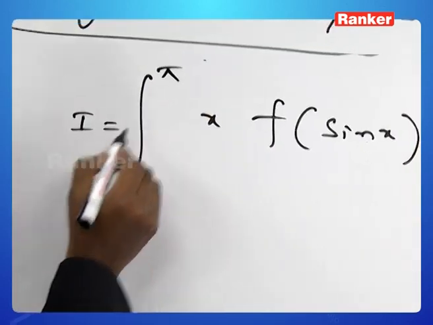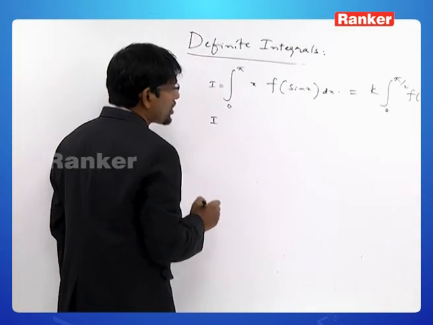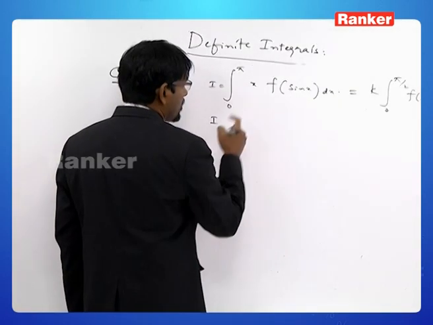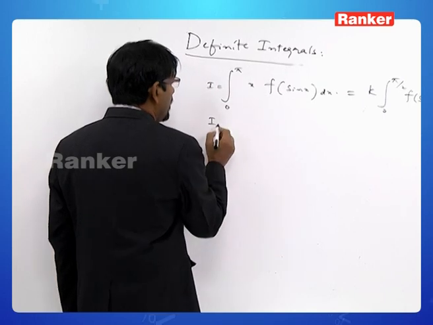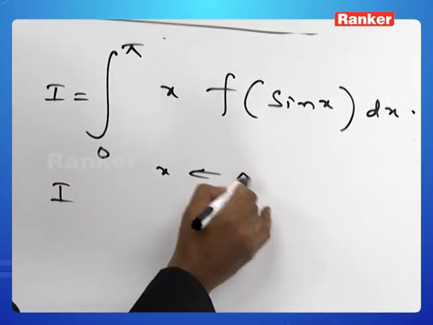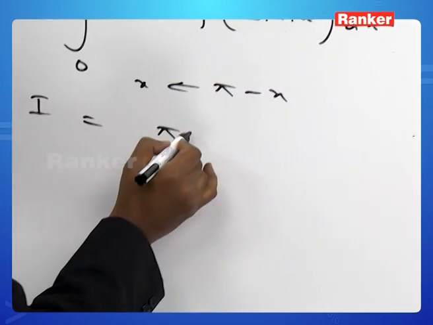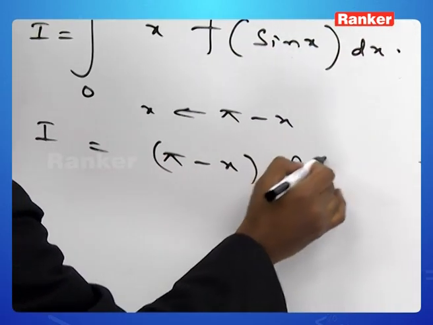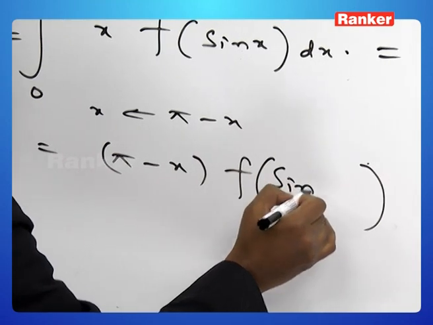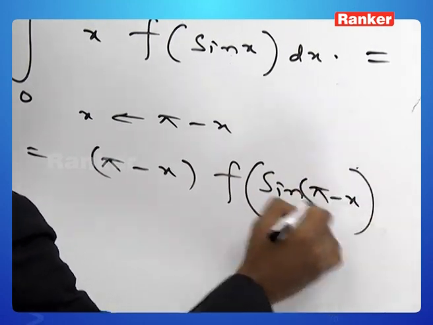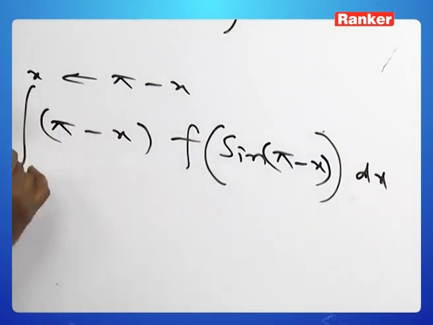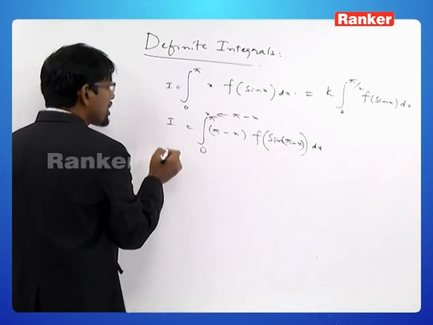Let's start from the left hand side. So what is the left hand side? I is this. I call this part as I. I replace x with pi minus x. And we have here pi minus x into f of sin of pi minus x. Sin of pi minus x is sin x only, so this doesn't change.